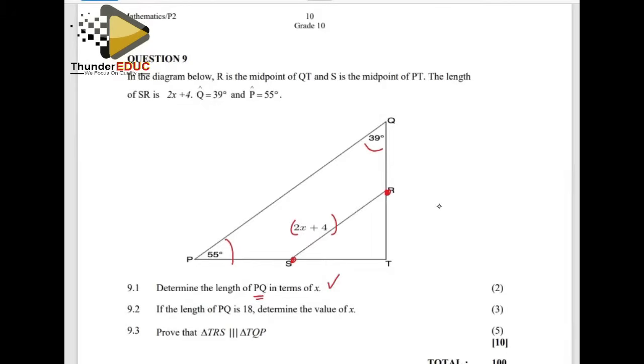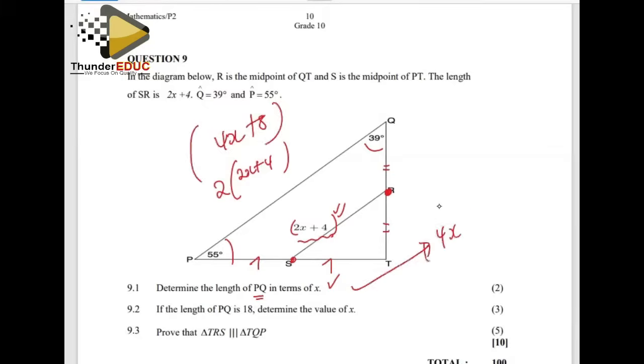So let's start by finding out. Since they told us that R is the midpoint, this must be the same as that. Then automatically S is also a midpoint, so this is the same as that. So we can use the midpoint theorem. If this is 2x plus 4, then PQ must be twice this distance, 2 into 2x plus 4, which is going to give us 4x plus 8. That's what the question wanted, 4x plus 8.